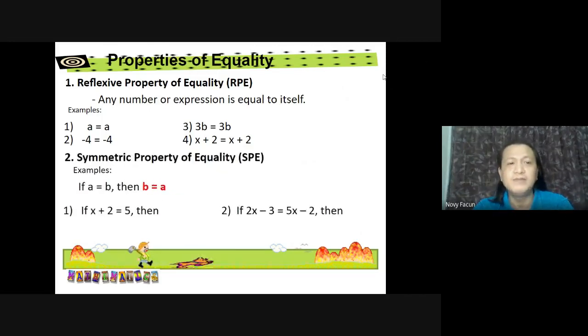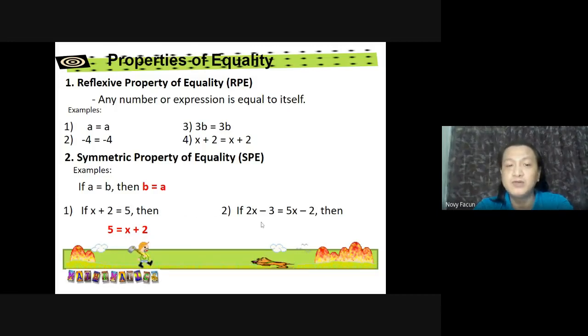Okay, another, we have the symmetric property of equality. Ano naman ang ibig sabihin ng SPE? Yun yung acronym niya. Example natin dyan, we have if A equals B, then B equals A. Kung titignan natin, pinagbaliktad lamang siya. Example natin, if X plus 2 equals 5, then ano yung conclusion natin? Magiging 5 equals X plus 2. Okay, balikan natin yung formula, no? Binaliktad lang yung A equals B, naging B equals A. Yung left side mo napunta sa kanan, nagpalit lang sila ng pwesto.